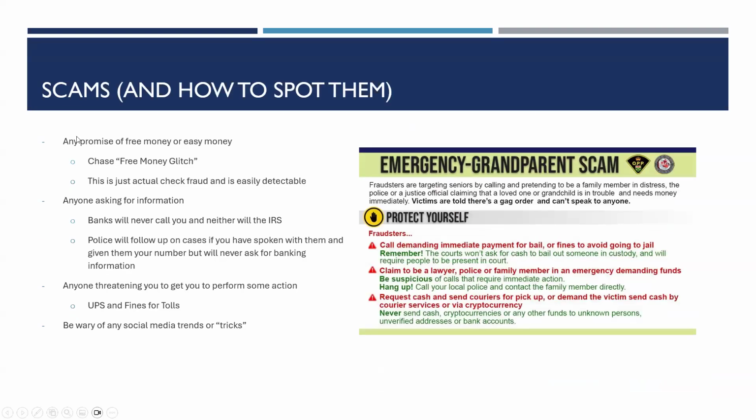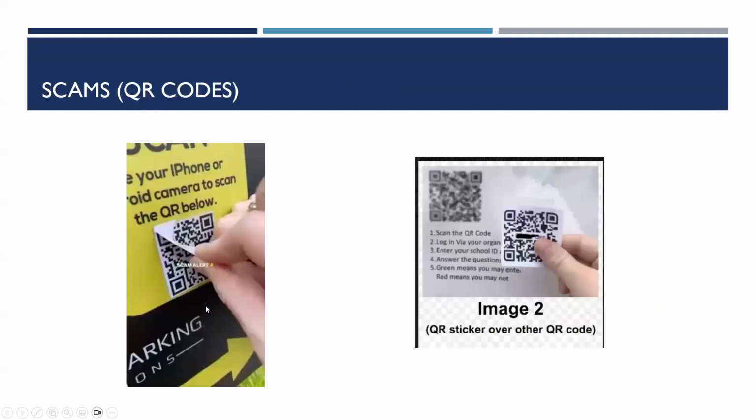So same thing as before, where people are requesting banking information or whatever about you. If anybody is promising free money, easy money, asking for information, or threatening you to perform some action, it's almost always going to be a scam. There's one going around a lot right now where people are receiving text messages that say, hey, you have an unpaid toll bill from TX or EasyPass or whatever. We need you to use this website and pay this bill, and that's not legitimate at all.